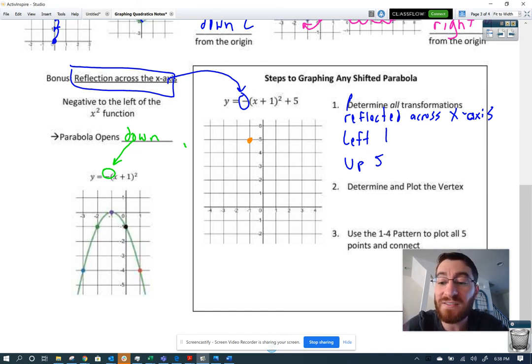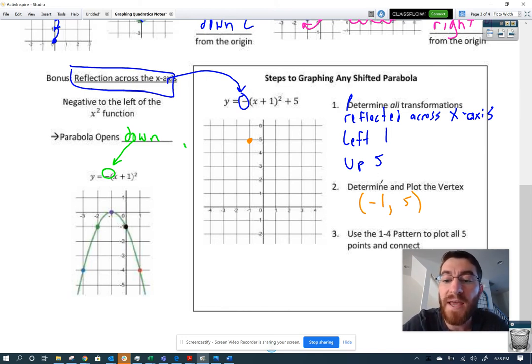All right, so let's determine the vertex now. Determine the vertex means write down what the coordinate point is. That's -1, 5. And you'll also notice those numbers show up in your transformation. And that's not a surprise.